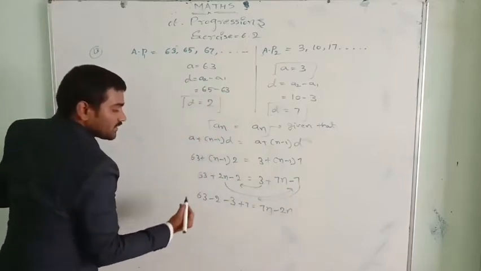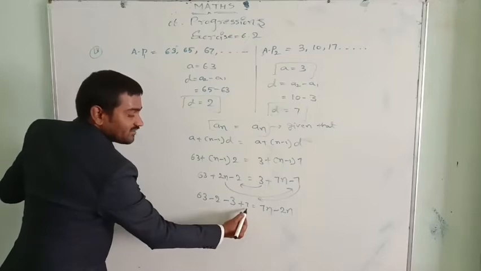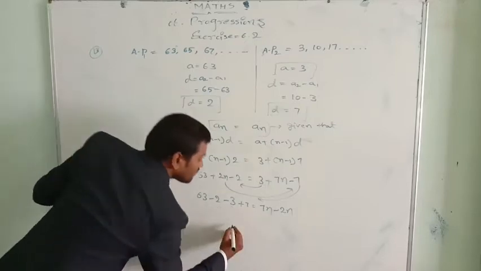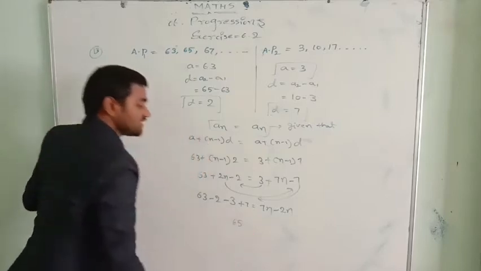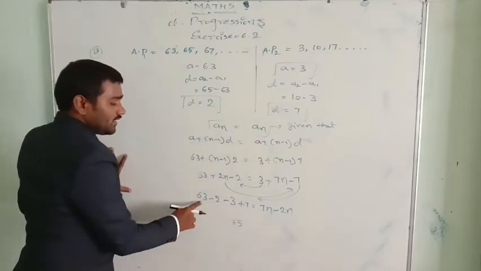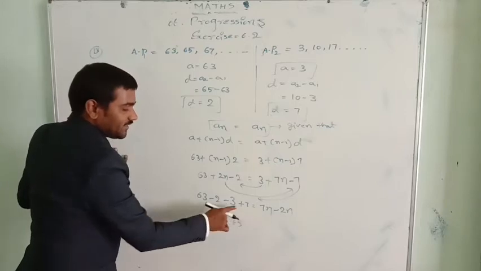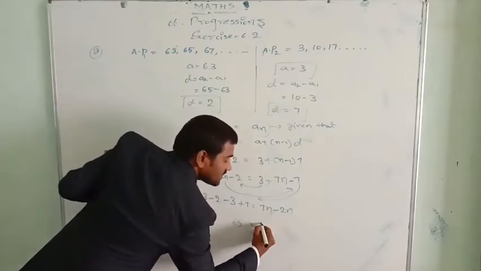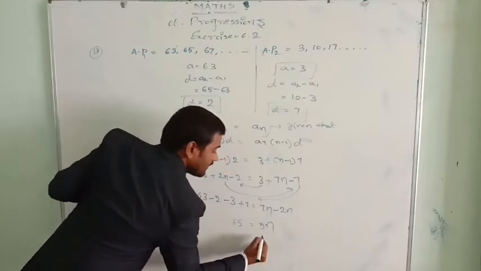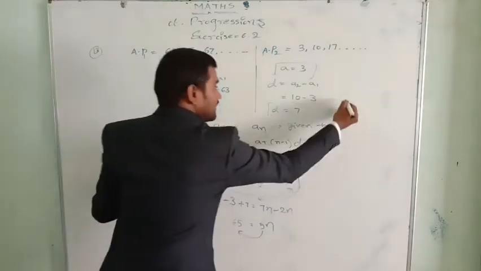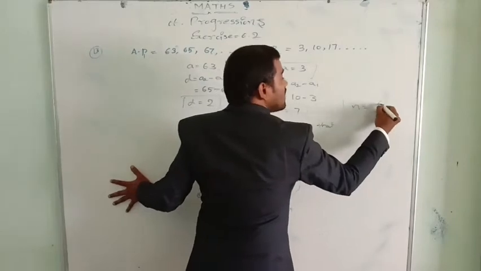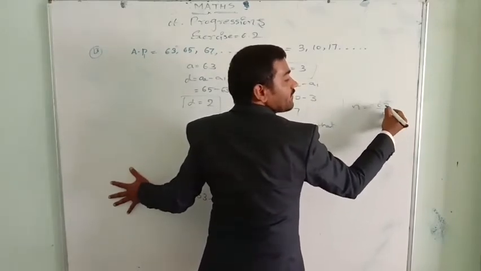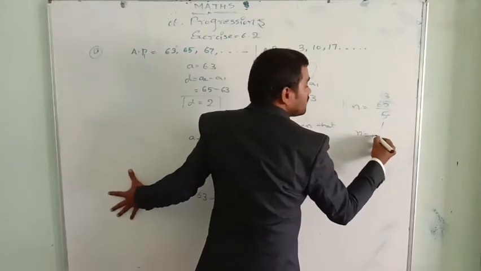Let us solve this. See, 63 plus 7 is 70. 70 minus 2 minus 3, minus 5. 70 minus 5 is 65. Okay, here 63 plus 7 is 70, 70 minus this 5 is 65, that equals 7n minus 2n is 5n. This 5 will transfer to this side as n equals 65 by 5. 5 ones are 5, here 1 left, 5 threes are 15. And n equals 13.